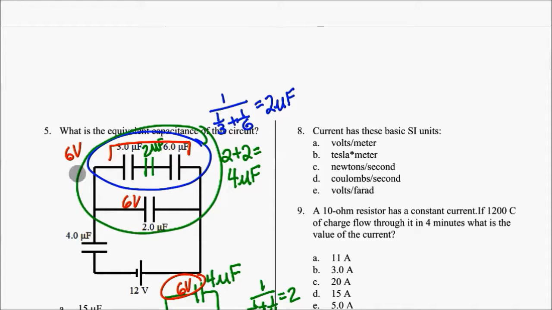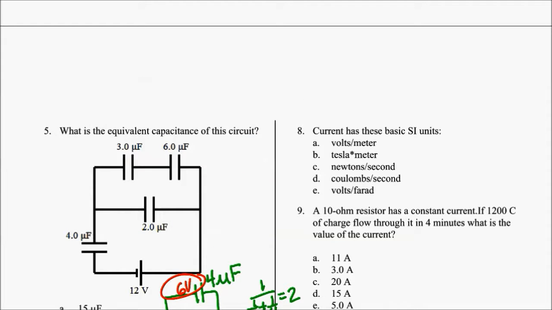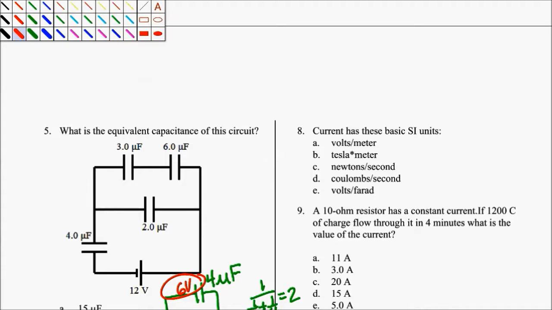I'm going to clean this up a little bit, get rid of some of this stuff. All right, so I know I have 6 volts here, and then I have 6 volts across these 2. I know that these have an equivalent of 2 microfarads. All right, so that means that on this equivalent capacitor, I have a charge of 12 microcoulombs.